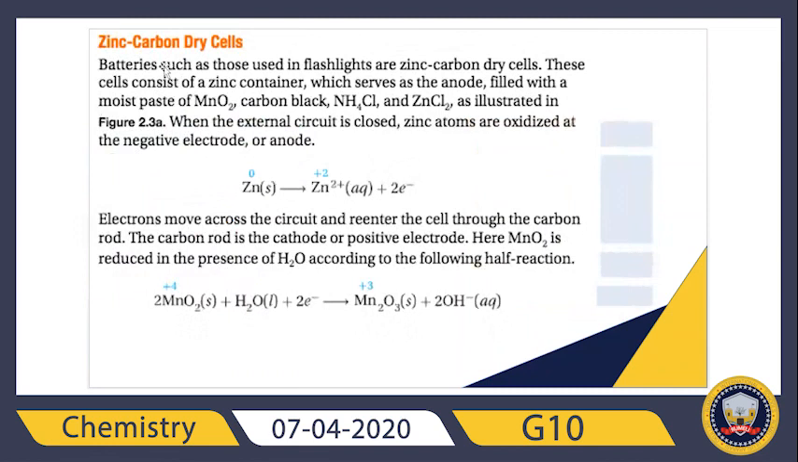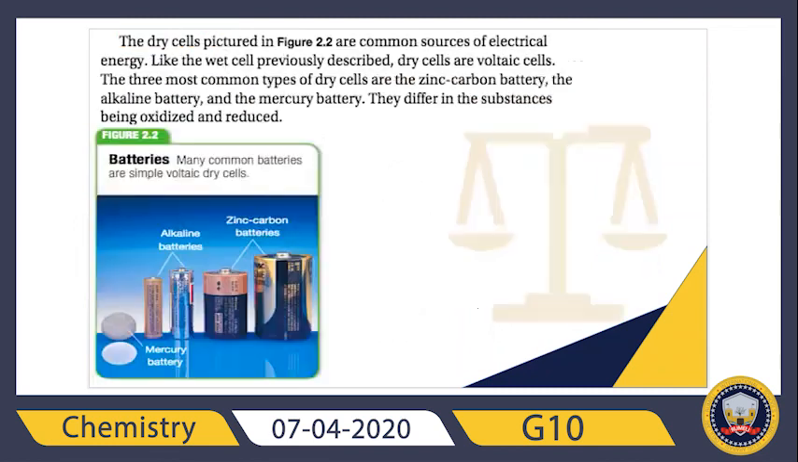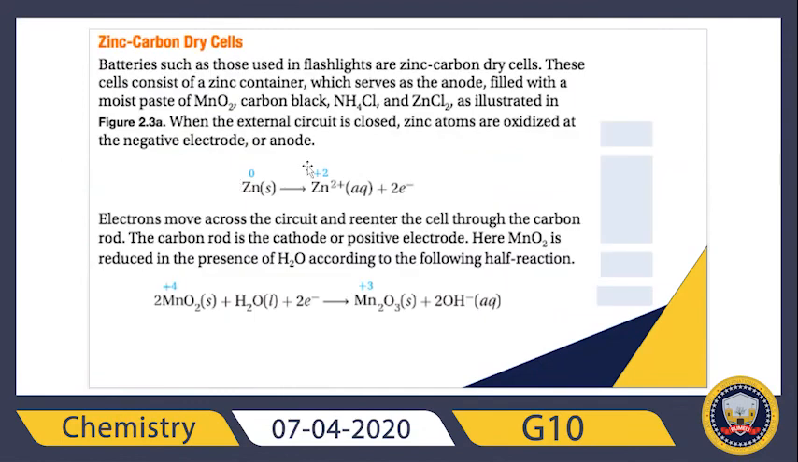Now, the zinc-carbon dry cell. Batteries such as those used in flashlights are zinc-carbon dry cells. These cells consist of a zinc container, which serves as the anode, filled with a moist paste of MnO2, carbon black, NH4Cl, and ZnCl2, as illustrated in figure 2.3a, and we are going to see it.